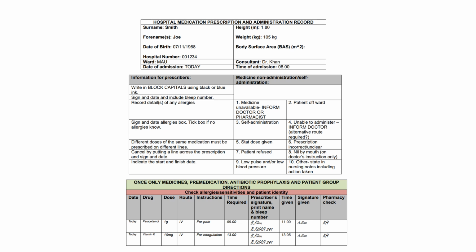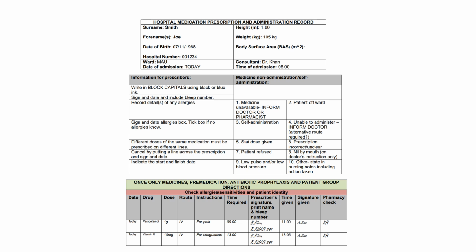Okay. Then once only medication, pre-medication, antibiotic prophylaxis, and patient group direction. Once only medication: the date is today, drug is paracetamol, dose is 1 gram, route is IV. Instructions for pain, time required 9 a.m. Prescriber signature, print name, bleep number is present. Time given is 11, so it is already given at 11 a.m. The signature of the administrator is present and pharmacy check is done.